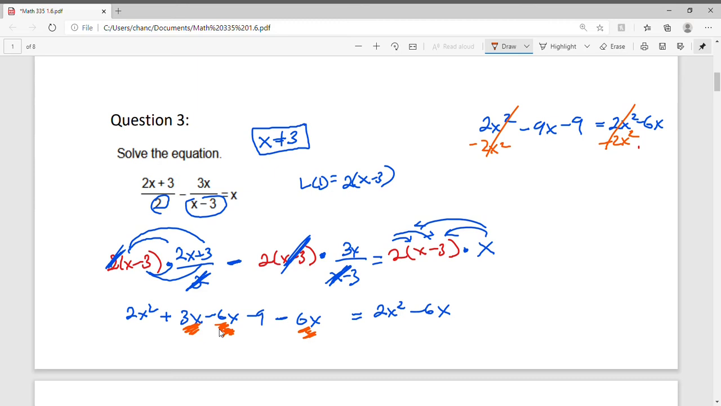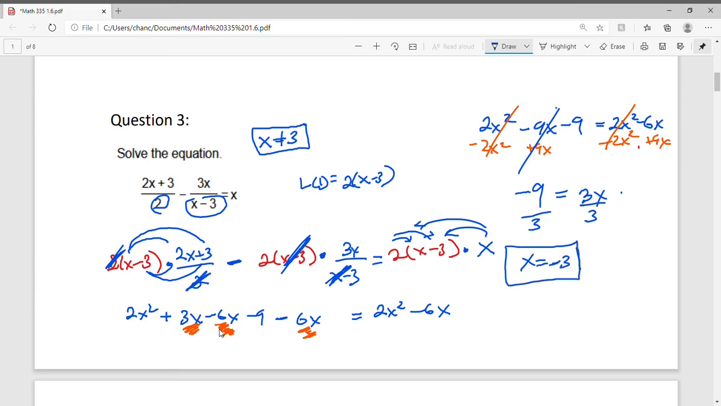Hey, what do you know? They cancel out. And now we can solve for x. So let's add the 9x to both sides. I have negative 9 equals 3x. Let's divide both sides by 3. X equals negative 3. Now, is this a good solution? We have to check. We know we cannot have x being equal to 3, but negative 3 is a good solution.